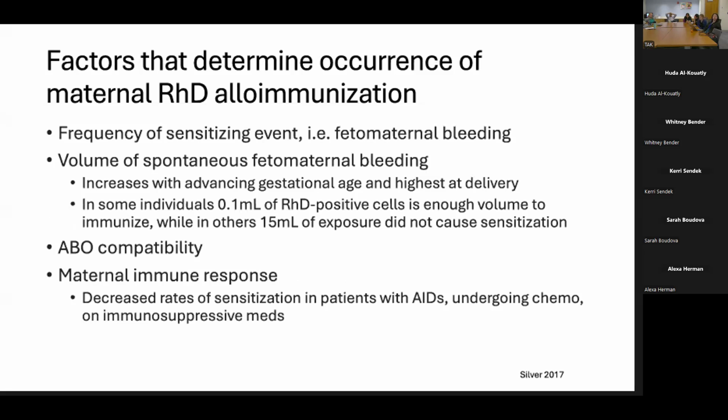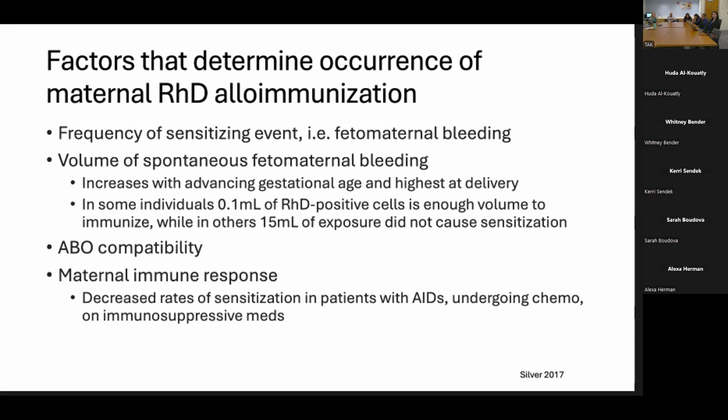So what are the factors that determine occurrence of maternal RhD alloimmunization? First, it's believed to be the frequency of the sensitizing event. For example, how often is this fetal maternal bleeding occurring? Secondly, volume of fetal maternal bleeding. We know that the risk increases with advancing gestational age and is highest at delivery. In some individuals, it's been found that as little as 0.1 milliliters of RhD positive cells is enough volume to immunize, while in others, 15 milliliters of exposure didn't cause sensitization. So we're definitely seeing differences in each person.